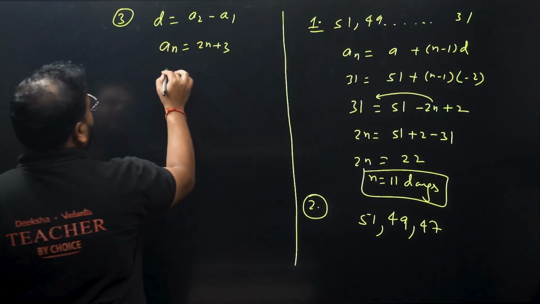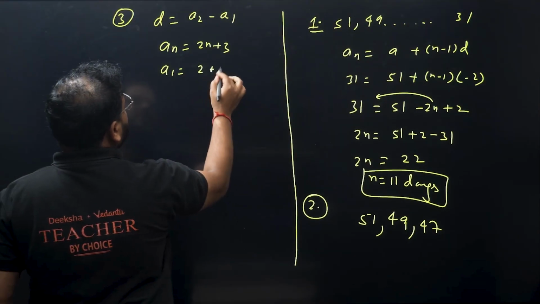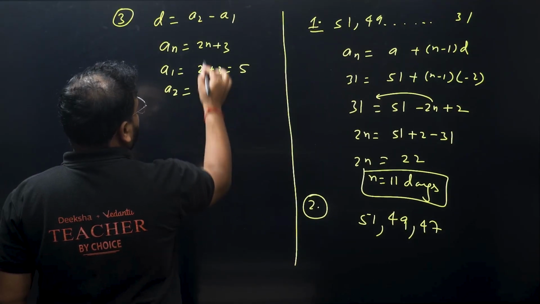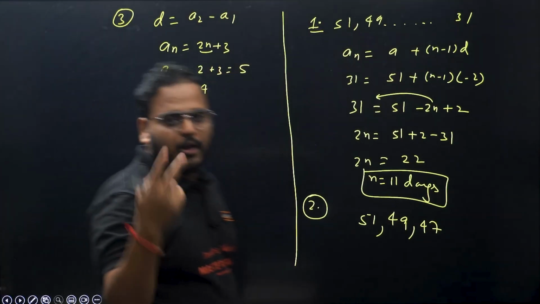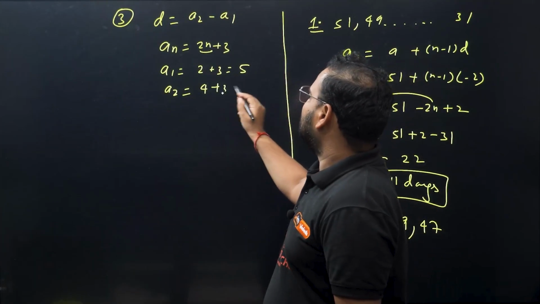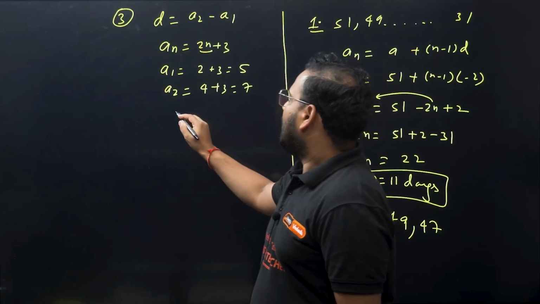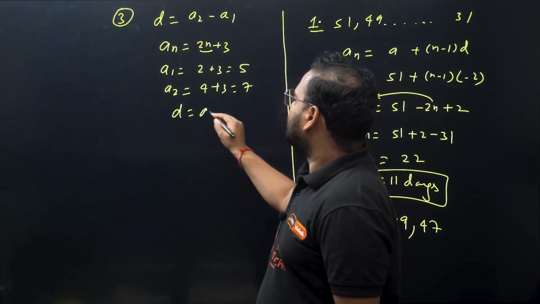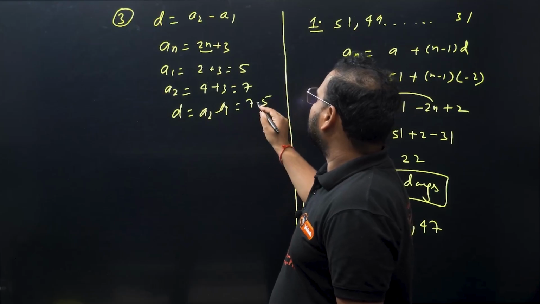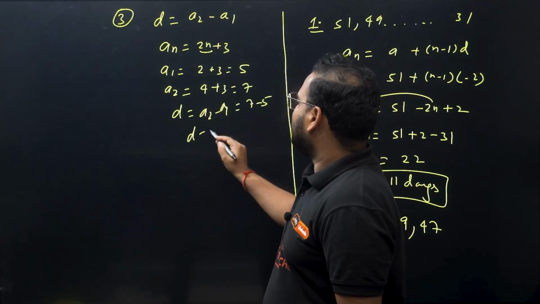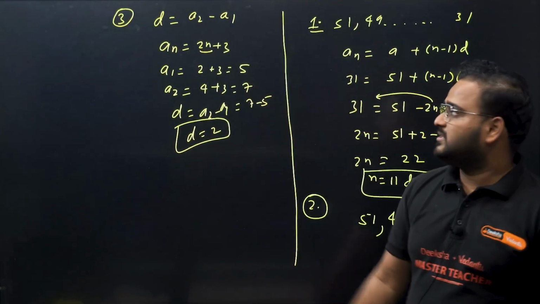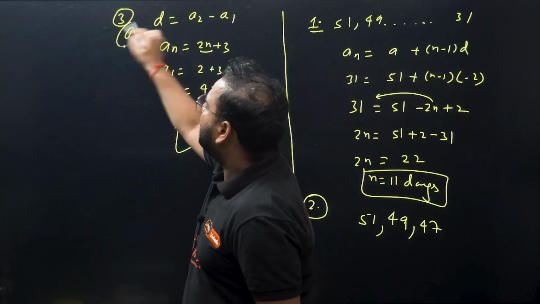So here A1 will become 2 plus 3. How much is that? 5. And A2 will become 2 into 2, which is 4, plus 3. How much is that? 7. I'm looking for the common difference. So A2 minus A1 becomes 7 minus 5. So your common difference is coming out as 2. This is part 3A.